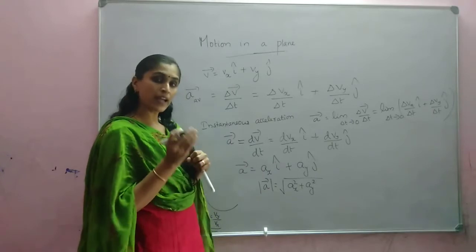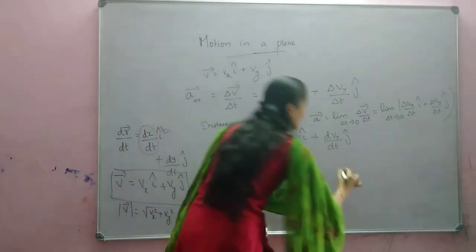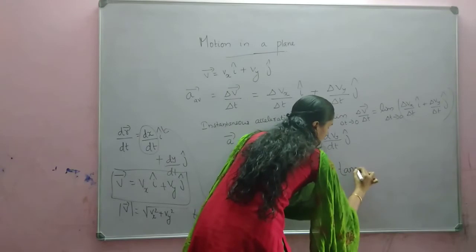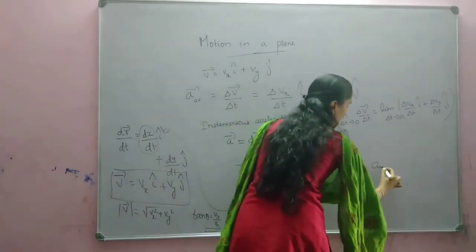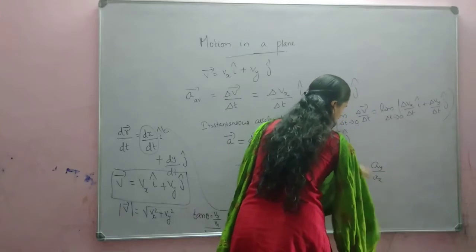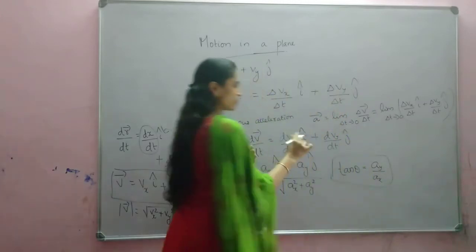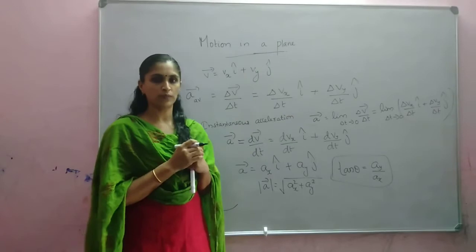Okay. And how to find the angle? The angle it makes with the x-axis, we can write tan theta is equal to ay by ax. Okay. Is it clear? So by using this you have to solve problems. Okay.